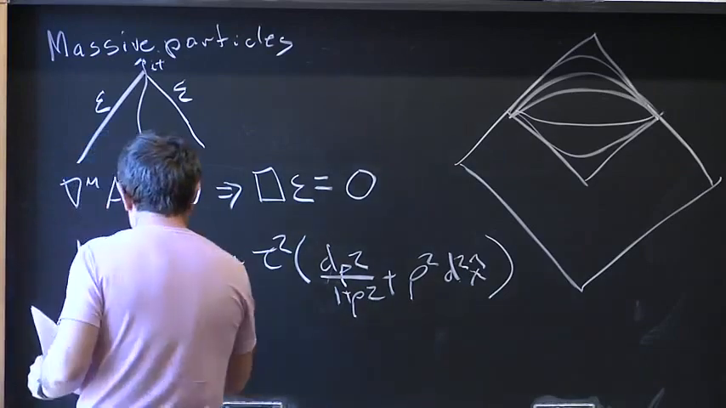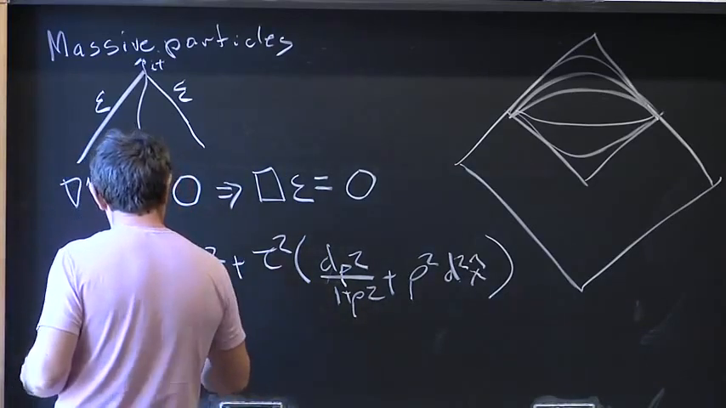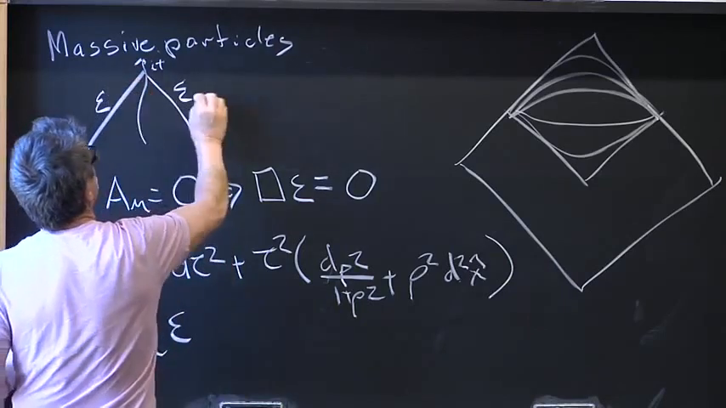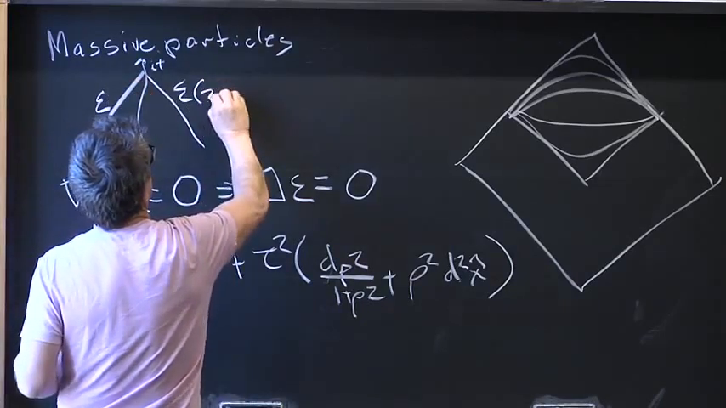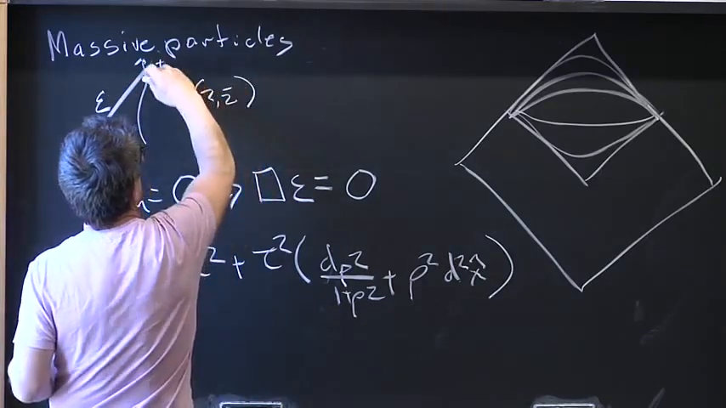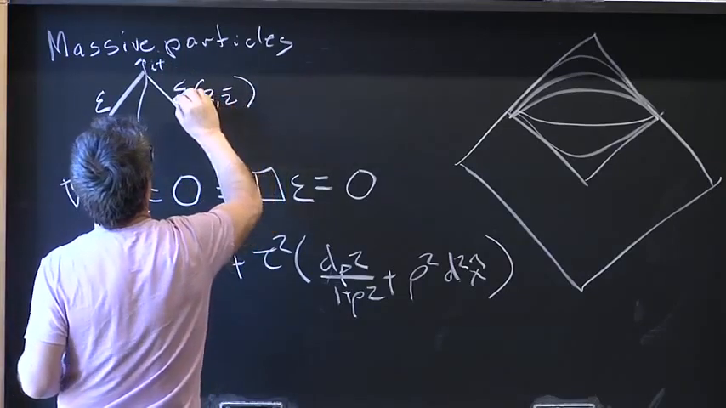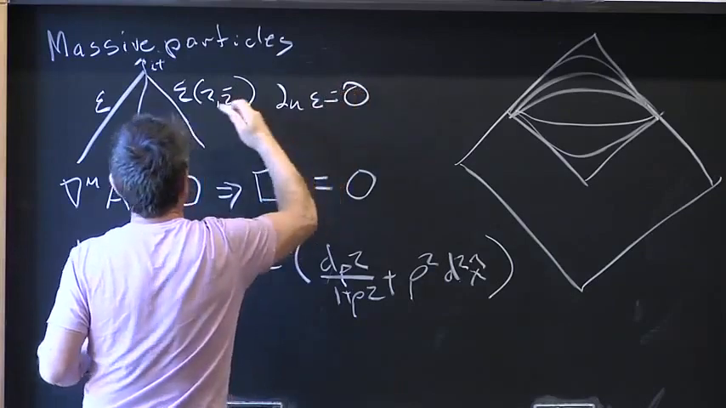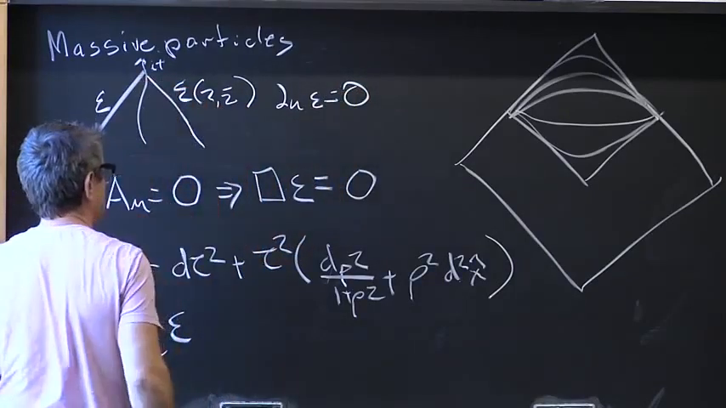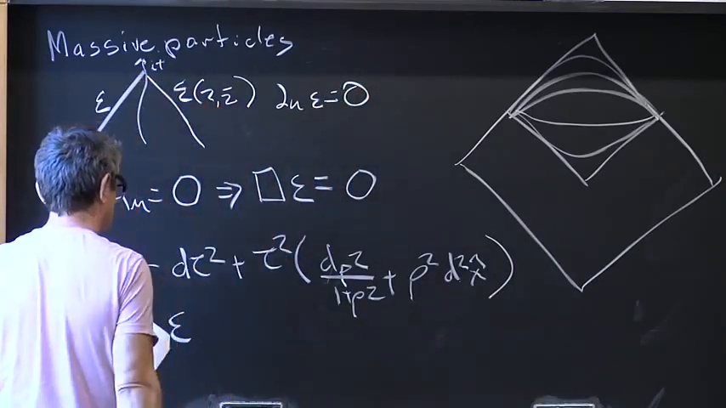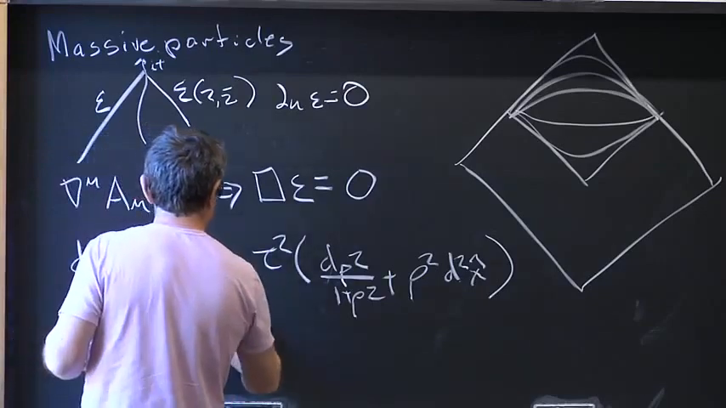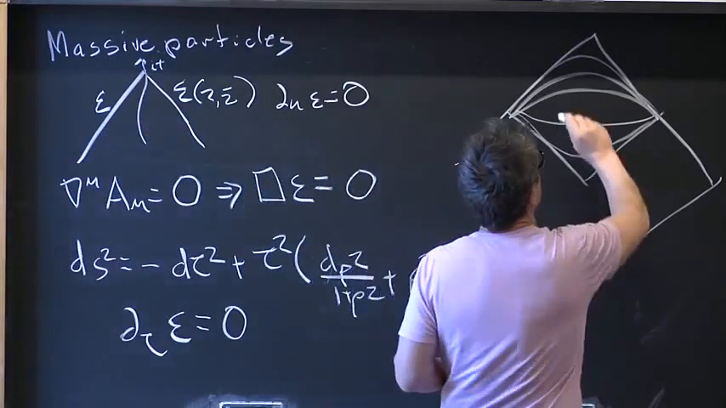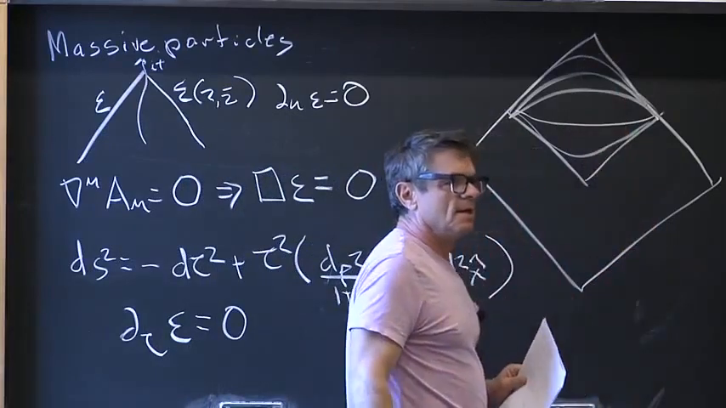As I said a moment ago, if we fix epsilon of z, z bar to obey d_tau epsilon equals 0, so the large gauge transformations we want to study, we extend them in with this equation. We find that epsilon doesn't depend on the slice.